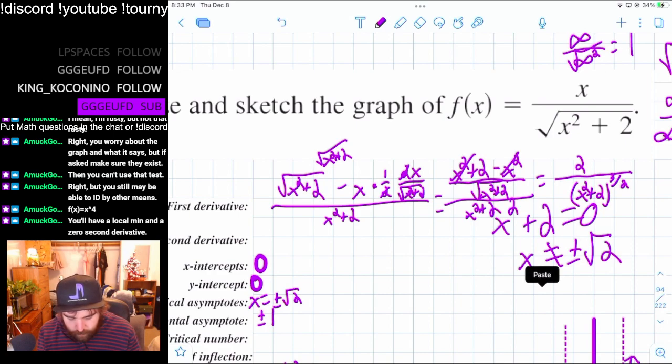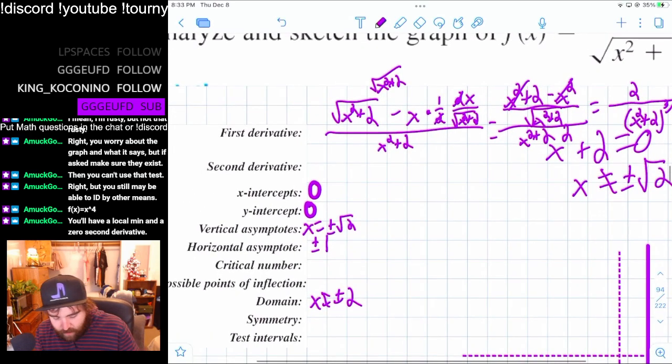Let's confirm that. So it's the square root of x squared plus 2 minus the x times the derivative of that. The derivative of the square root of x squared plus 2 is 1 over the square root of x squared plus 2 times the 2x. So you still have that 1/2, so the 2's are canceling with that, so that's why that's minus x squared over the square root of x squared plus 2. So when I common denominator, it's x squared plus 2 minus x squared over all of that. So that checks out. There's none. There's no critical numbers.